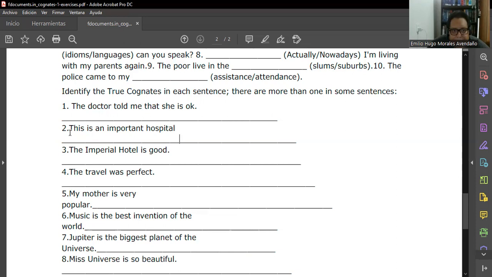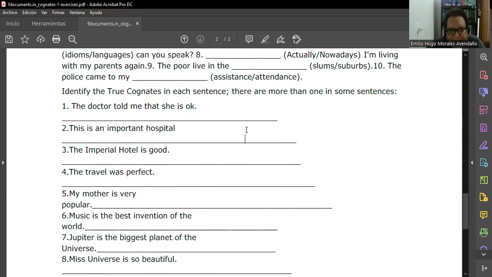Ahora, la segunda sentencia o el segundo enunciado. This is an important hospital. In this case, we can have two cognates here. We're going to have an exact cognate and a real cognate. And this is, for instance, importante, and hospital, como hospital en español.